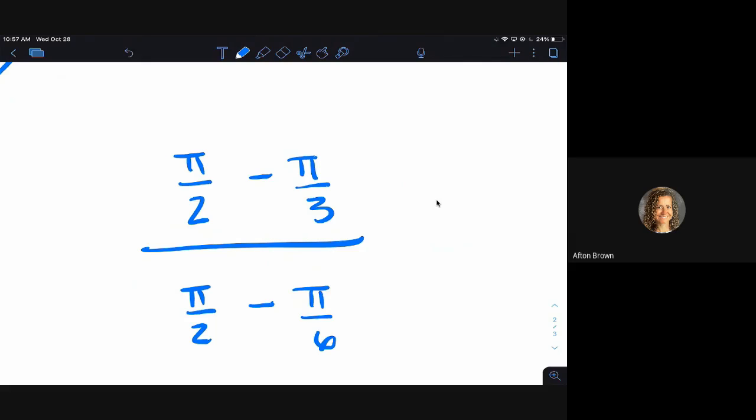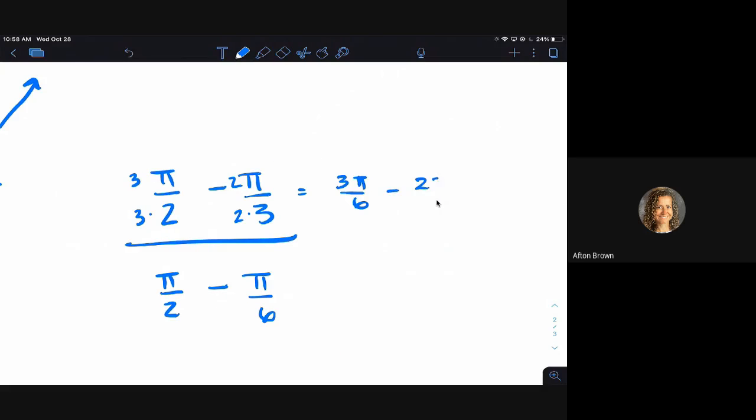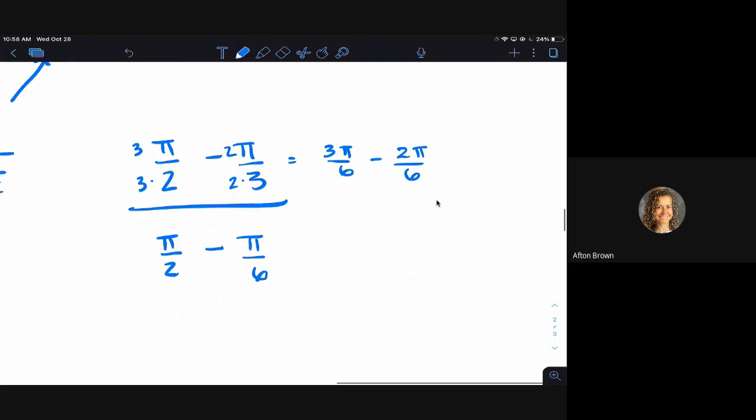6. So if we want them both to become a 6, this first one we'd have to times by 3. So that would be a 3 pi over 6 for the first fraction. The 3 we'd have to times by 2. Whatever you do to the top, you have to do to the bottom. So then that's minus 2 pi over 6. What's 3 pi over 6 minus 2 pi over 6? Pi over 6, because 3 minus 2 is 1, so it's 1 pi over 6.